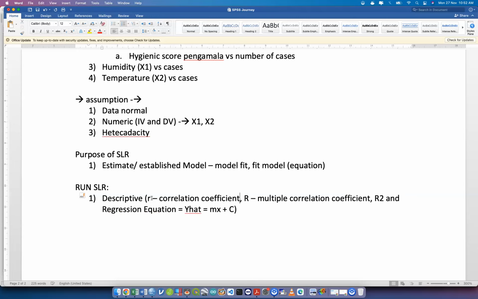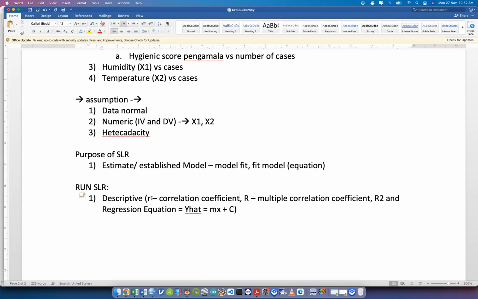Saya kena ajar kamu sampai kamu betul-betul faham. R is correlation coefficient, yes. R besar dengan R kecil sama, jawapan dia sama. Tetapi kalau X itu banyak, maka R besar, or we call it as a big capital R, is actually a multiple correlation coefficient.